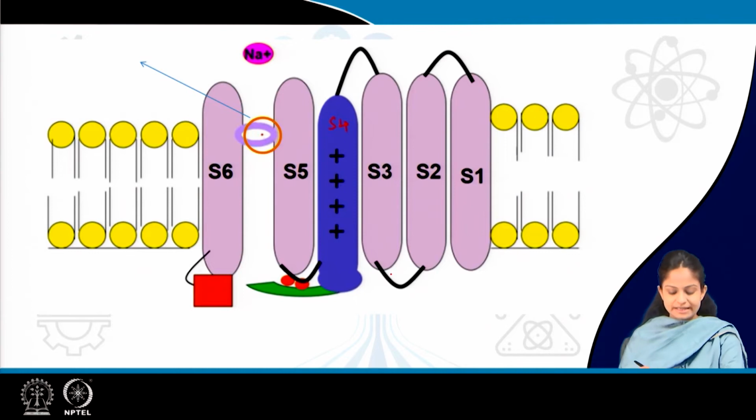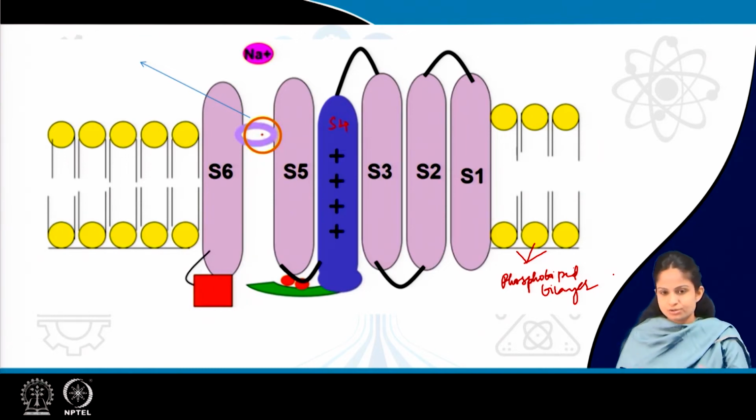Now, with this diagram, these are the phospholipid bilayer of the cell membrane. We are talking about only one domain of the alpha subunit, we are not talking about the beta subunit. We have 6 segments in the alpha subunit of one single domain. So, S1, S2, S3, S4, S5 and S6.